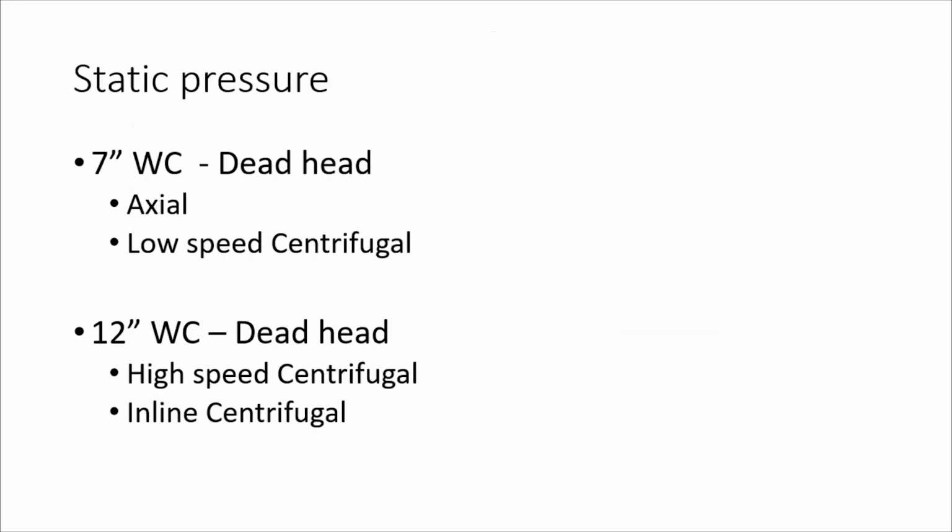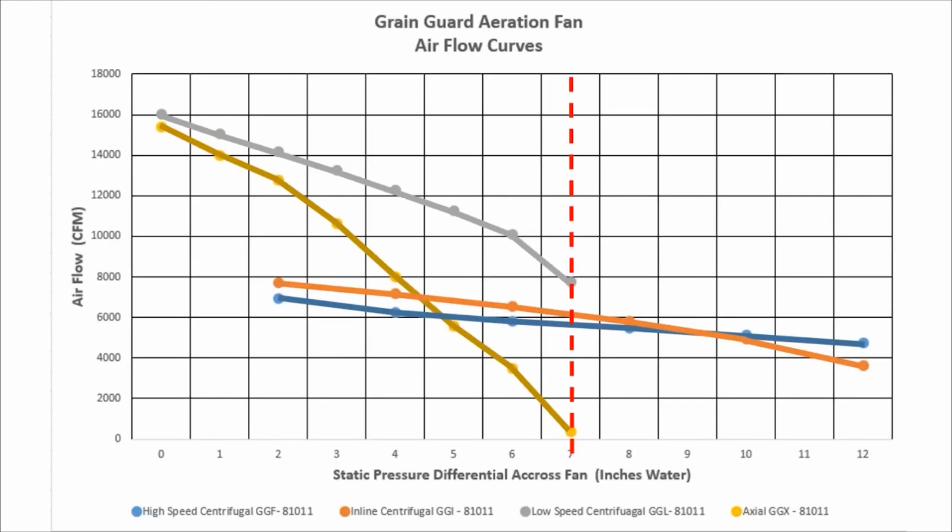So back to static pressure. 7 inches was the deadhead for the axial and the low speed, and 12 inches is the deadhead for the inline. So here's our 7 inches, and that is where essentially you will have no airflow when you're above 7 inches. And 12 inches for the high speed and the inline. Above that, you have no airflow, and these fans are designed so that the airflow literally drops to nothing if you have too high of a static.